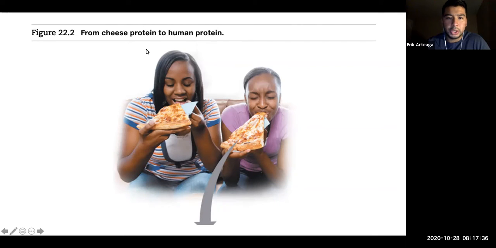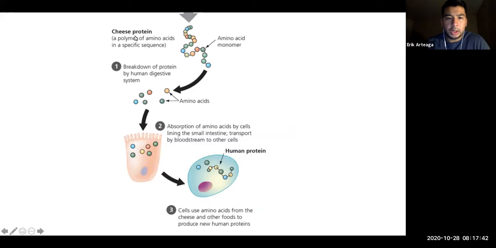So from cheese to human protein, here you have the ingestion, and then you have the digestion, right? So cheese protein getting broken down. So breakdown of protein by the human digestive system, right? This can start in the stomach actually.